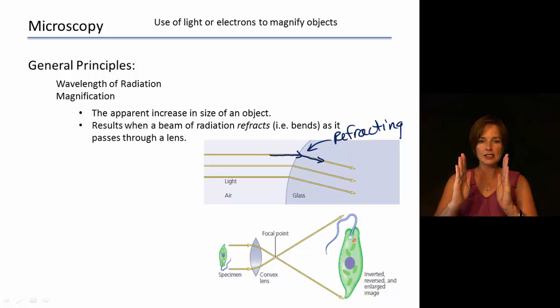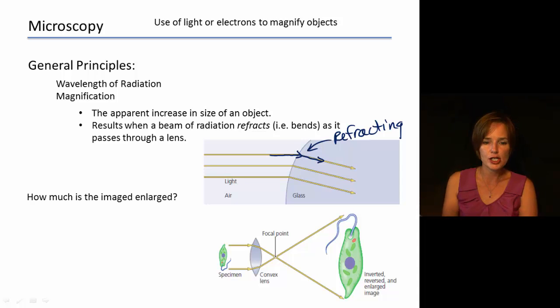Basically, we have light that's passing through the specimen. When it passes through the specimen and the actual lens, it's going to be bent. And then that bending is going to be ultimately used to amplify or magnify that object. And you can see that it's much bigger here now when we look at it on the other side of that focal point, or on the other side of the lens.